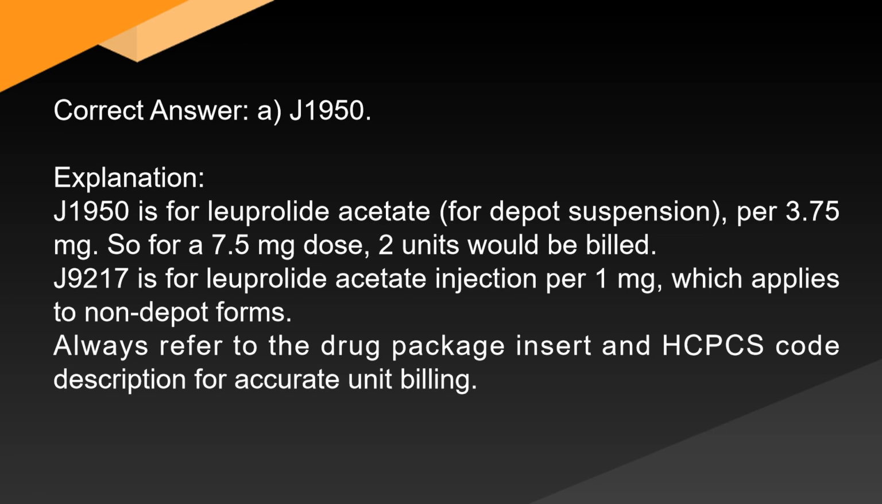So for a 7.5 mg dose, 2 units would be billed. J9217 is for leuprolide acetate injection per 1 mg, which applies to non-depot forms. Always refer to the drug package insert and HCPCS code description for accurate unit billing.